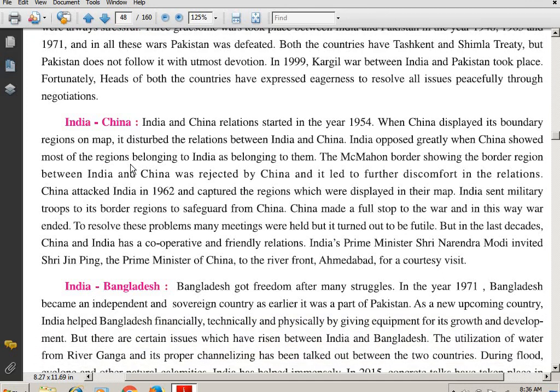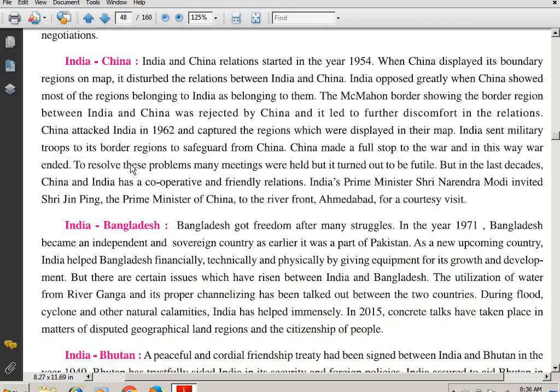Let's see the relation between India and China. India and China relations started in the year 1954. Underline, you have to remember the year. It started in 1954 when China displayed its boundary region on the map. It disturbed the relations between India and China. So students, India-China relations started in 1954, and China displayed its boundary region on the map. Now, how is it shown? We'll see it here. It disturbed the relations between India and China.